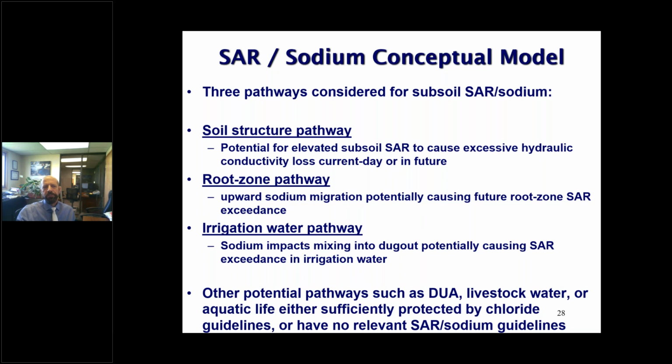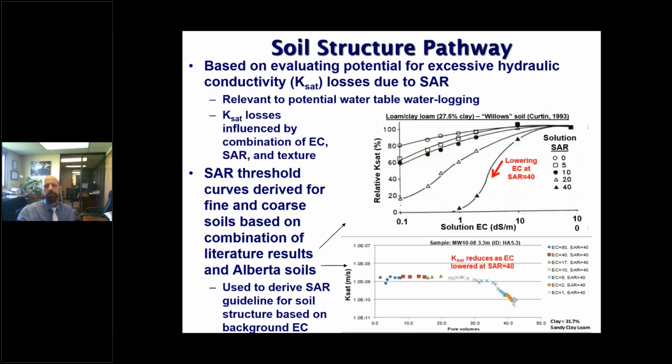So, mentioned already, just briefly go through the 3 pathways. There's soil structure, relevant to hydraulic conductivity loss. There's the upward migration into the root zone pathway. It's all about protecting from future root zone SAR exceedances. And the irrigation water pathway is to make sure irrigation water doesn't end up too high in SAR, potentially causing a risk by having that sprayed onto sensitive plants. Other pathways are generally considered not really highly risk causing from SAR or sodium, or they're sufficiently protected by chloride.